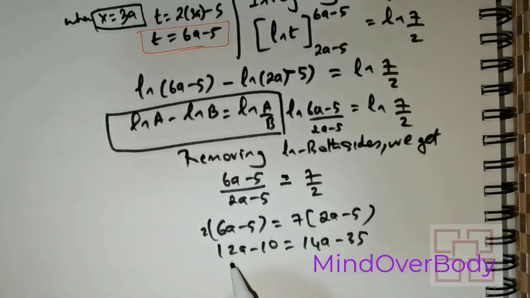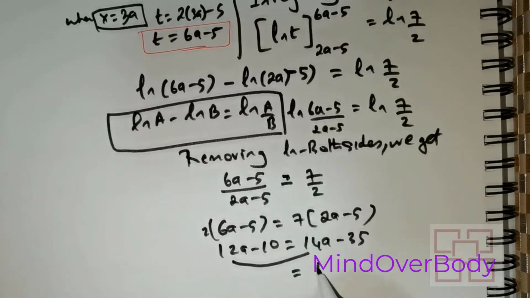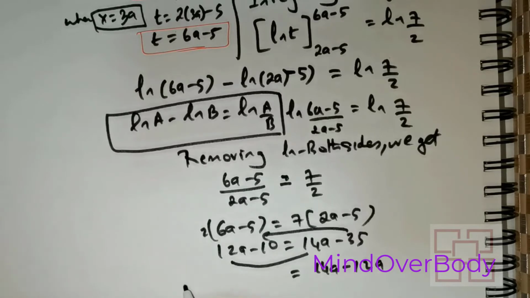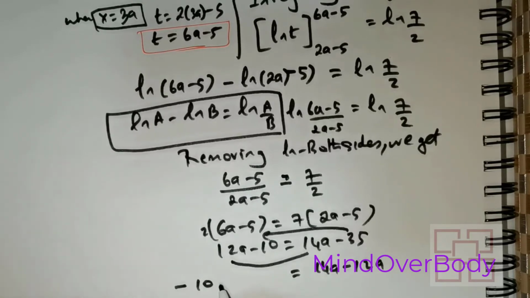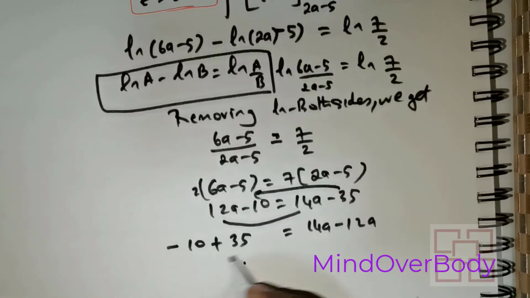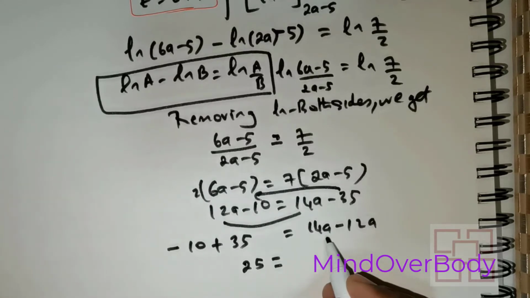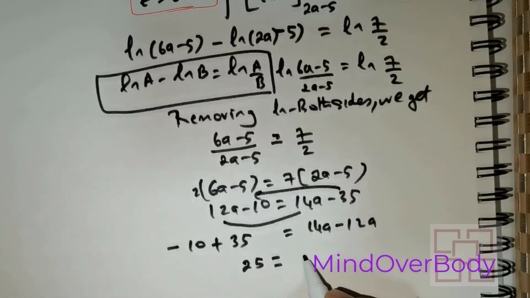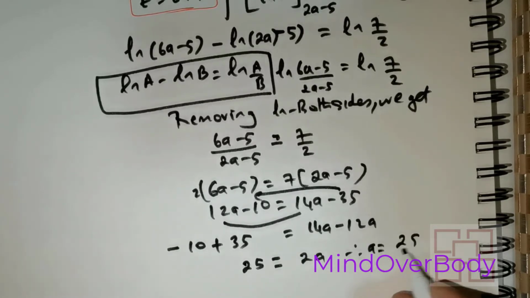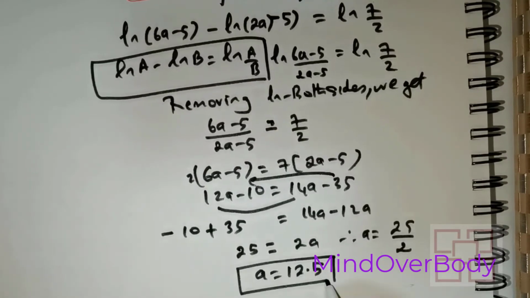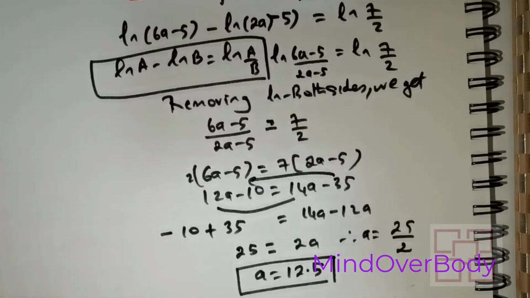Now I can move 12a to this side, so that will be 14a negative 12a, and move 35 to the left, so that's going to be negative 10 positive 35. So this would become 25, and that has to be equated to 14a negative 12a, which would give me 2a. So therefore a is going to be 25 divided by 2. So that is the value of a.